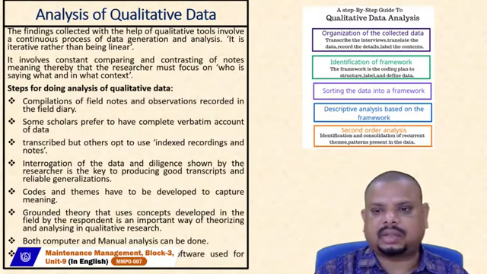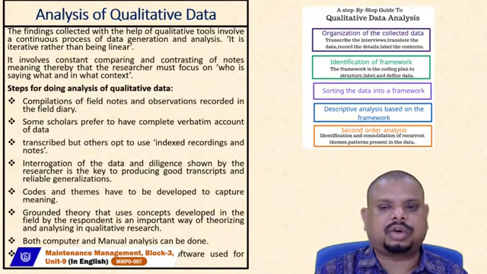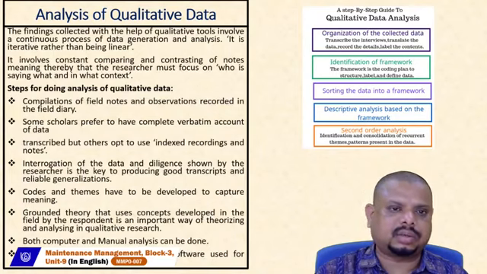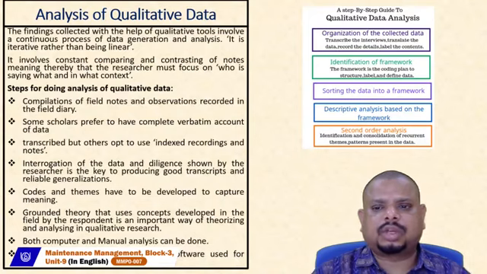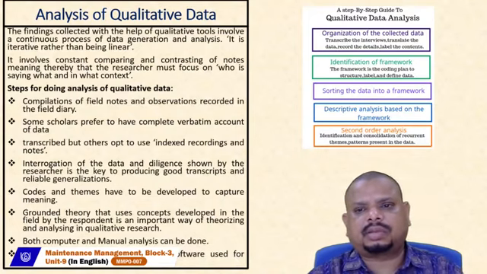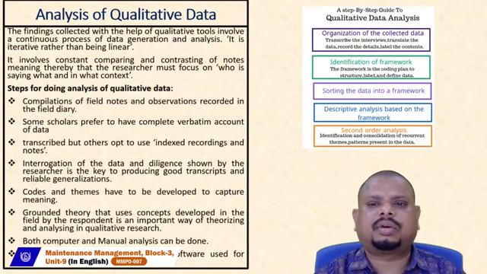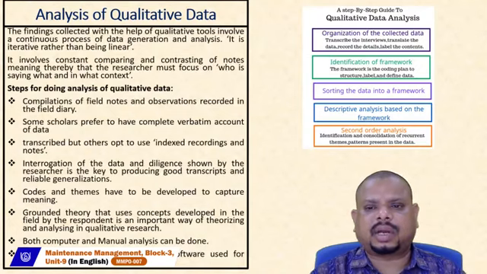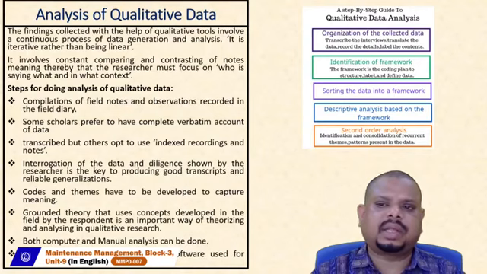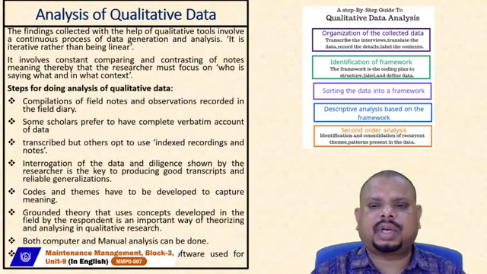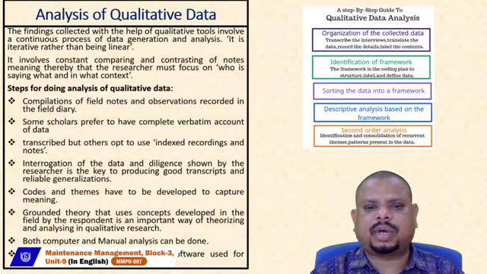So Atlas.ti is the software which is basically used for qualitative data analysis. Moving to the next one, if you go for summarization of data step by step with reference to qualitative data analysis, the first step is organization of the collected data. They transcribe the interviews, translate the data, record the details, then label the different contents. This is step number one.